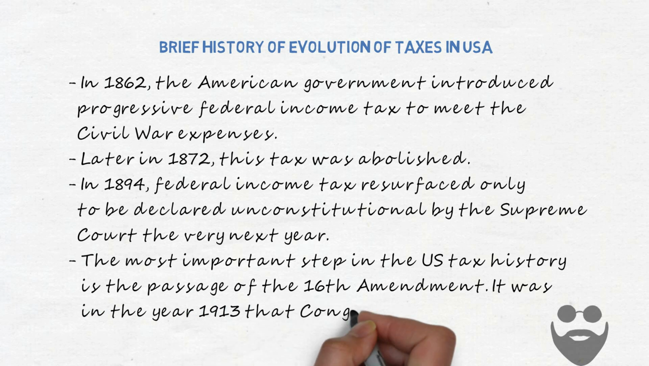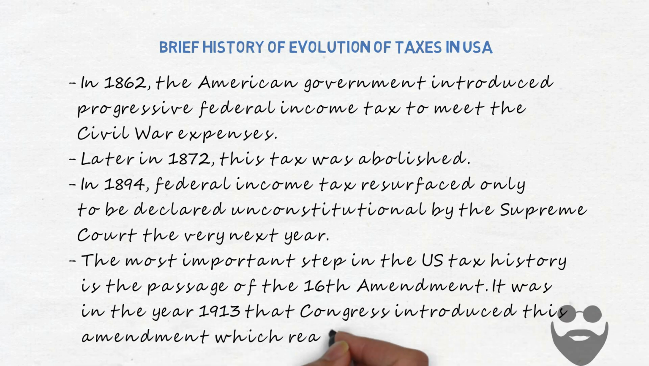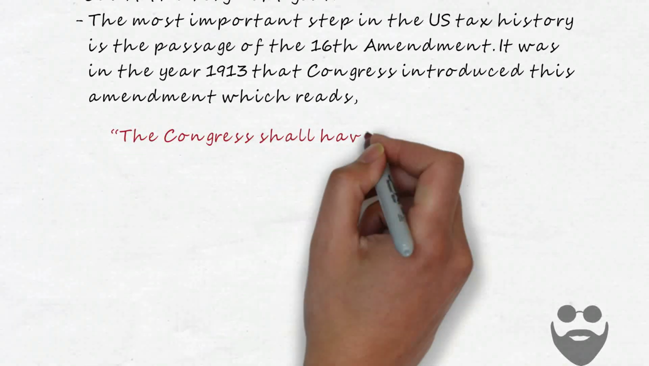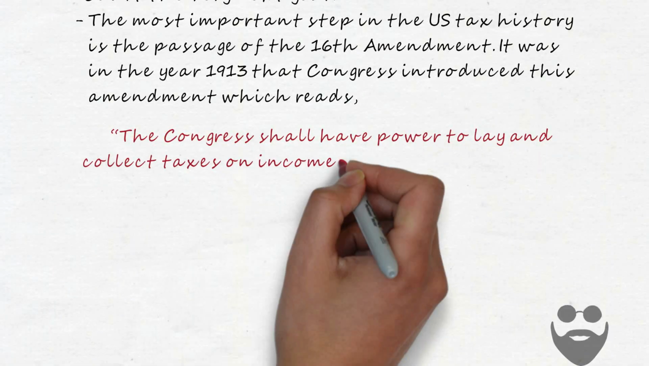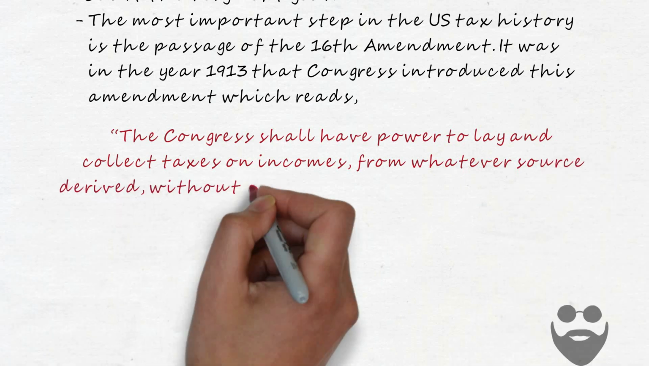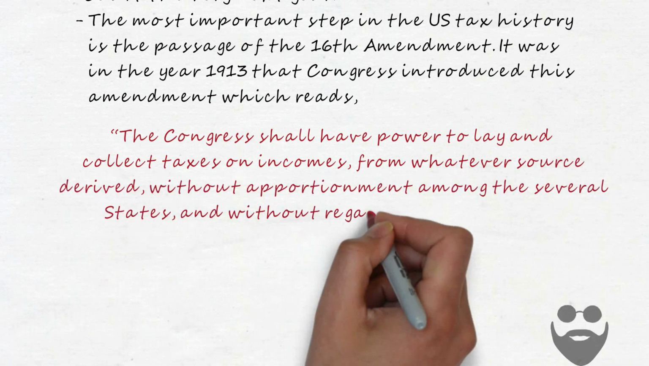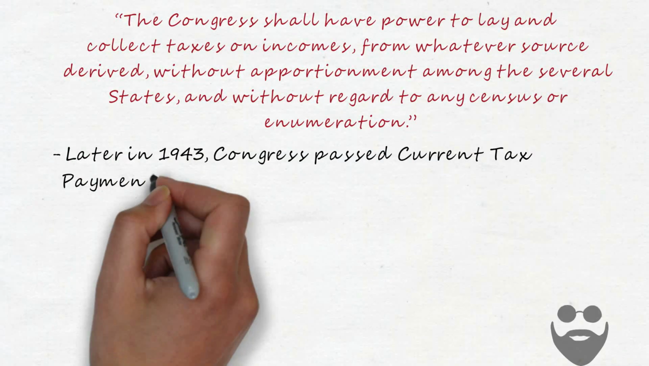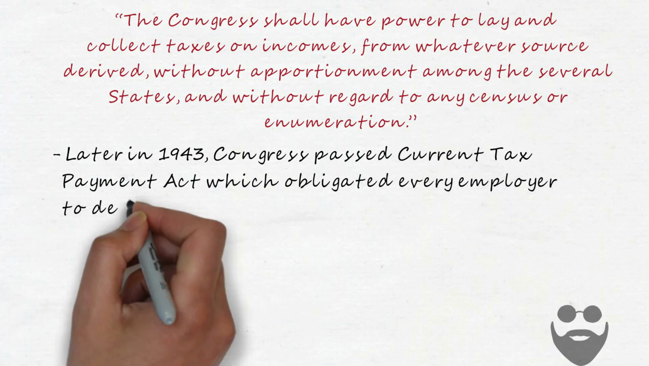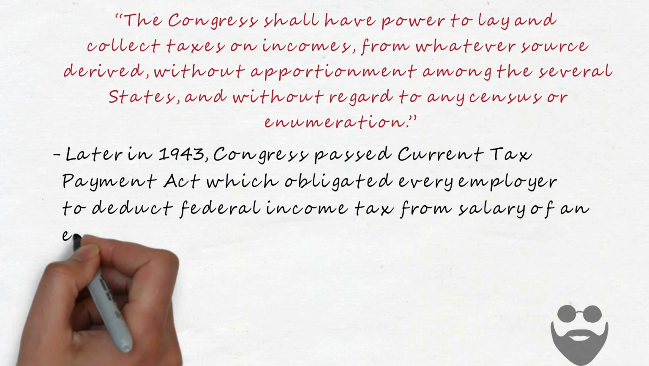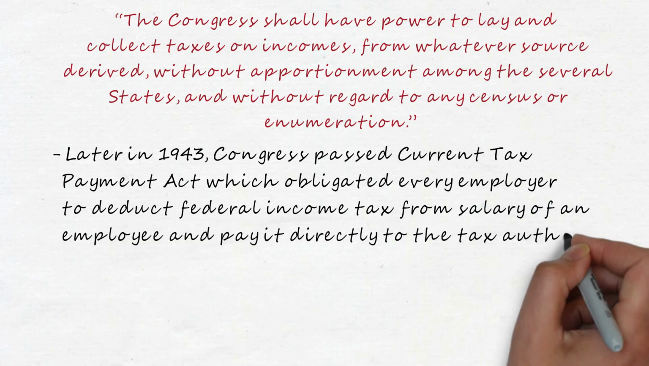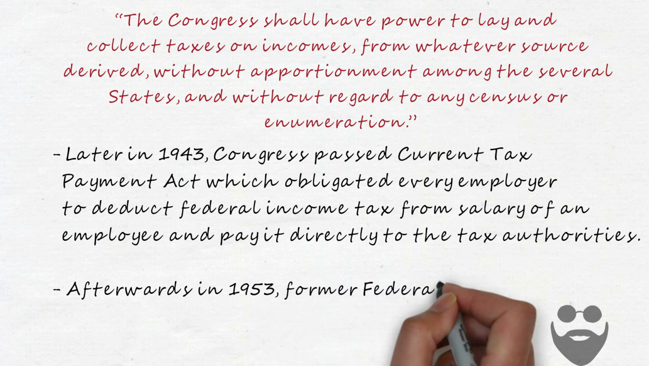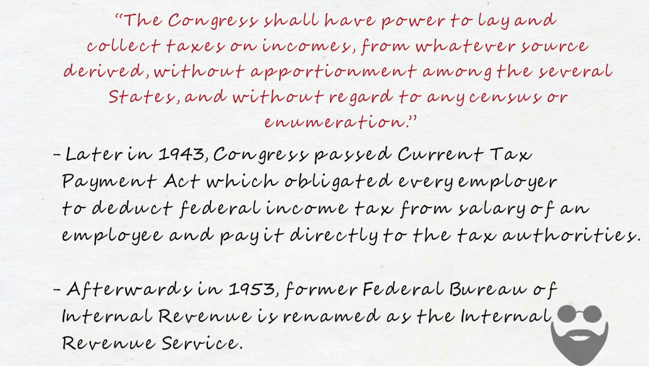It was in the year 1913 that Congress introduced this amendment, which reads, "The Congress shall have power to lay and collect taxes on incomes from whatever source derived, without apportionment among the several states and without regard to any census or enumeration." Later in 1943, Congress passed the Current Tax Payment Act, which obligated every employer to deduct federal income tax from the salary of an employee and pay it directly to the tax authorities. Afterwards, in 1953, the former Federal Bureau of Internal Revenue is renamed the Internal Revenue Service. This tax regime is based on Robin Hood folklore, to get from the rich and pay to the poor.